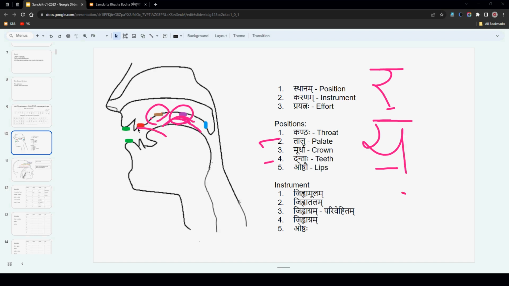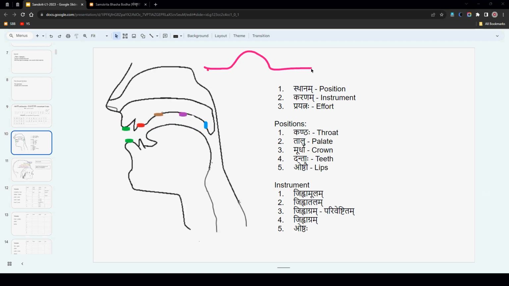Then we have va. Va is what? Oshtha. Just like pa, ba, bha, ma, we have va, but again it's not completely touching. For va, the lips are touching somewhere around the bottom, the corners, when we say va.